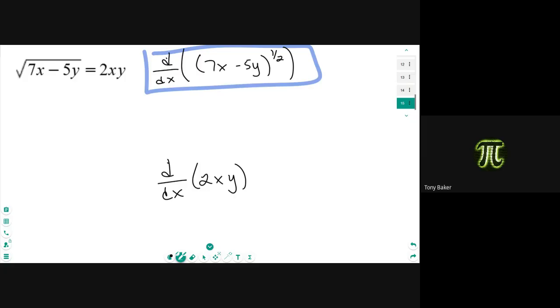What do I need to do for this one? Find y prime, because I have to do the chain rule for this one. So what's u going to be in this situation? 7x minus 5y. So u prime is? What's the derivative of 7x? The derivative of 7x is just 7.